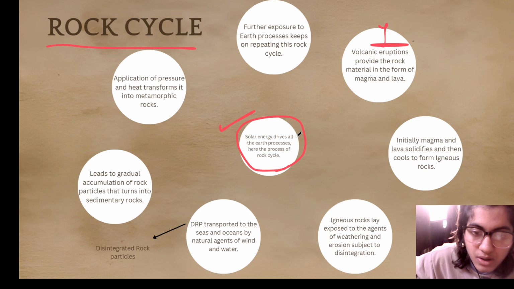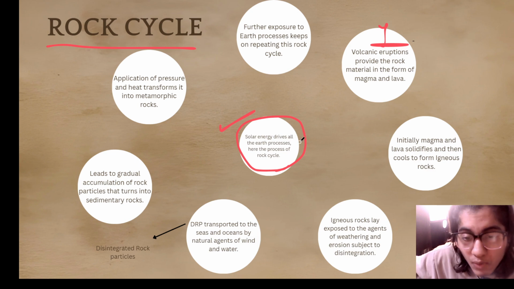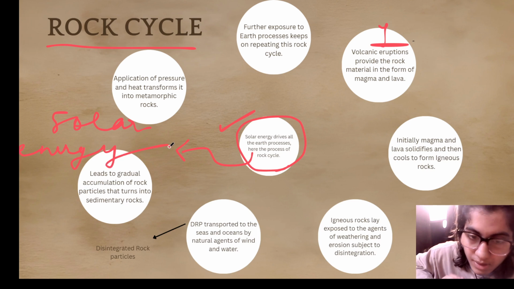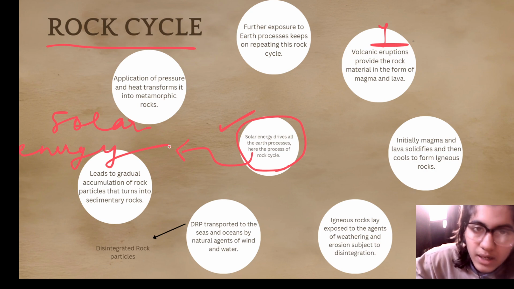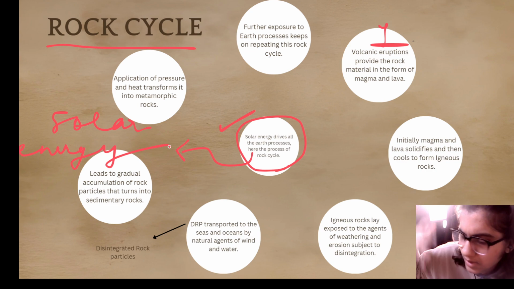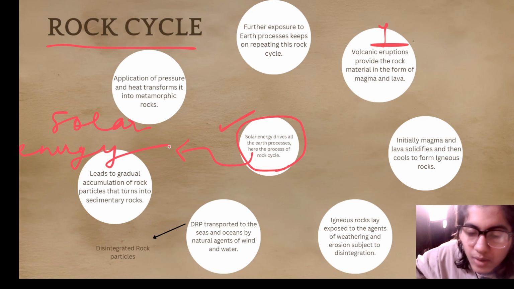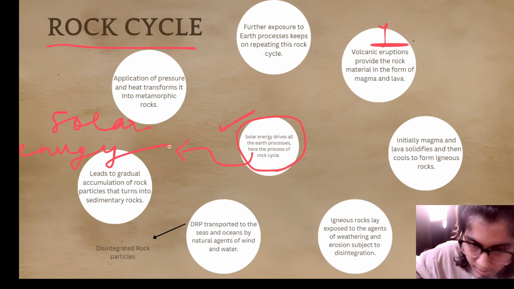Solar energy drives all the earth processes. Here is the process of the rock cycle. So here what is written is that solar energy, that means the sunlight, is the cause of all the earth processes happening. Like the hydrological cycle, or this rock cycle, or any nutrient cycle or carbon cycle or geochemical cycle, or whatever cycles are happening on earth, are because of the solar energy. So I hope this concept is clear.